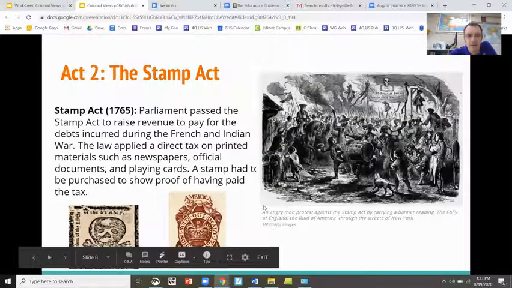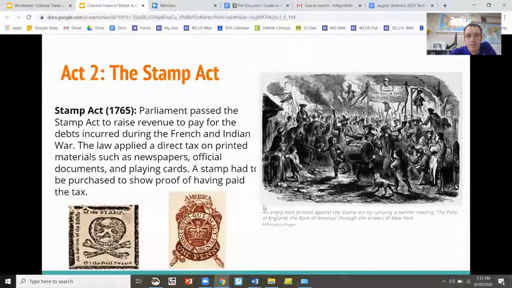Act 2, the Stamp Act. In 1765, Parliament passed the Stamp Act to raise revenue to pay for the debts incurred during the French and Indian War. The British brought all kinds of soldiers into the colonies to fight against the French, and they said that they were protecting the colonists. This costs a lot of money, and so now the British feel that they have the right to get that money back. And how does the government get money? Taxes. So they decided to do what's called the Stamp Act.